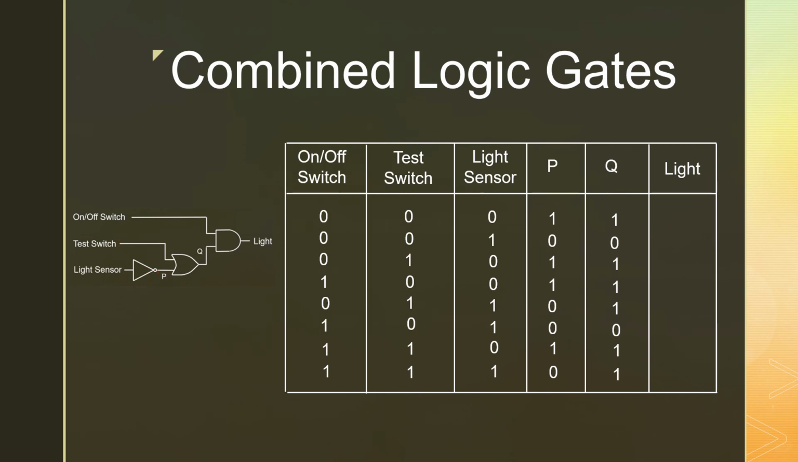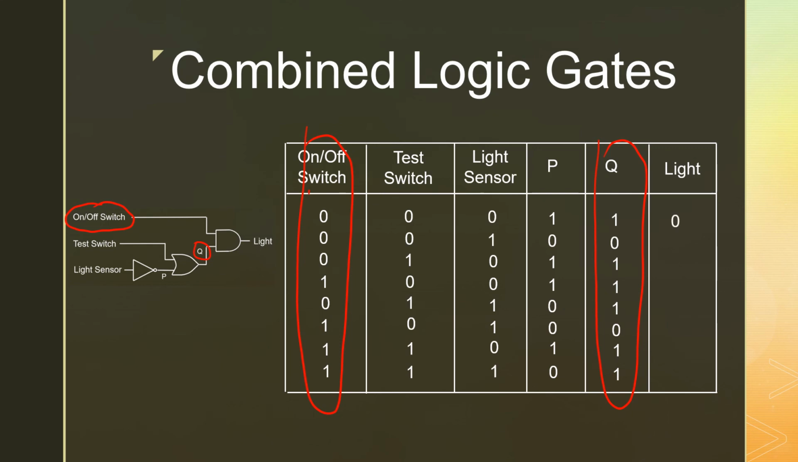And the final column, our light, is dependent on both the on-off switch and Q, and it's an AND gate. So the 2 columns I need to be referring to here are the on-off switch and column Q. And like I say, this is an AND gate. So let's go through and do this.